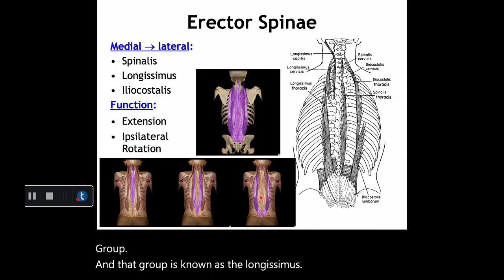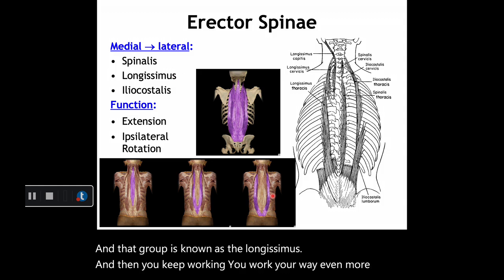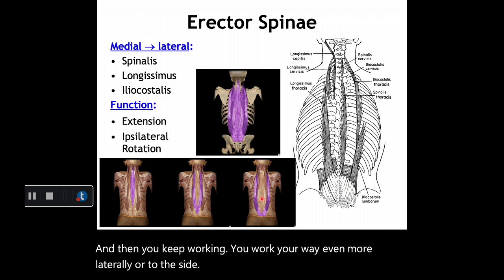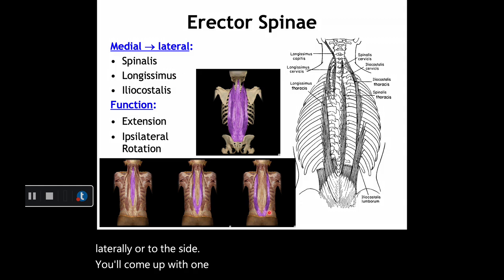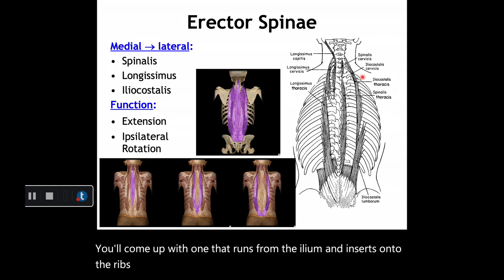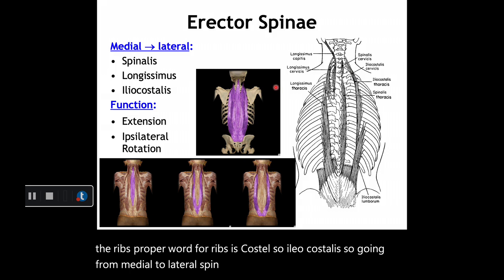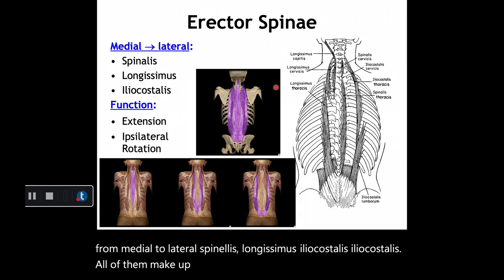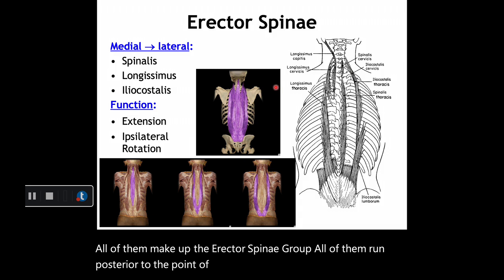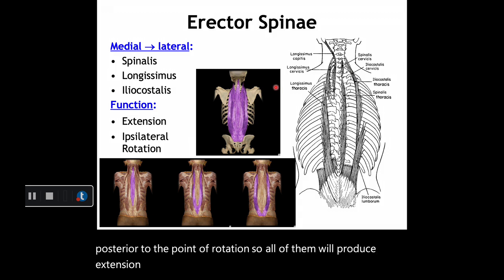And then you work your way even more laterally, to the side, you'll come up with one that runs from the ilium and inserts onto the ribs. Proper word for ribs is costal, so iliocostalis. So going from medial to lateral: spinalis, longissimus, iliocostalis. All of them make up the erector spinae group. All of them run posterior to the point of rotation, so all of them will produce extension and hyperextension of the trunk.